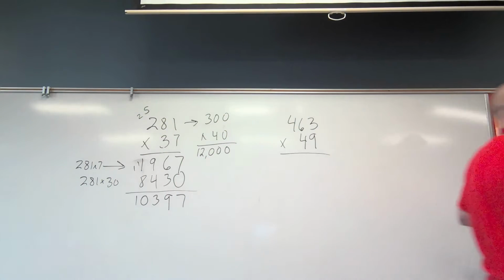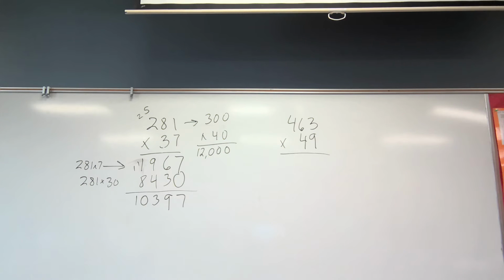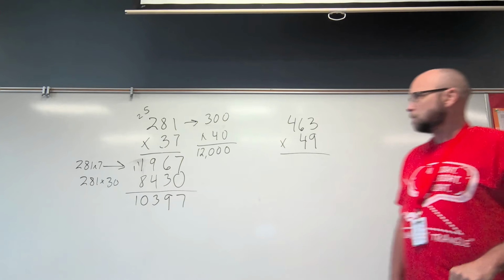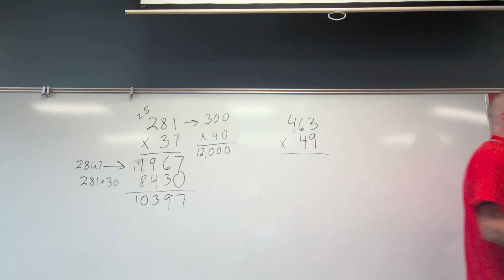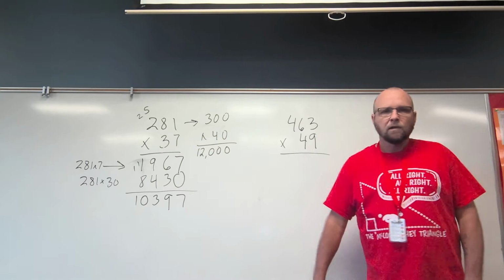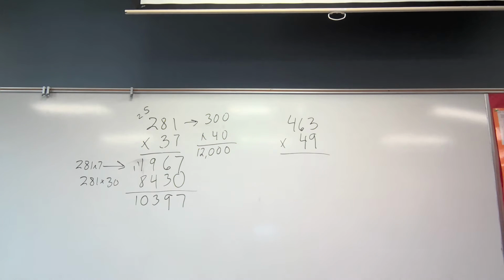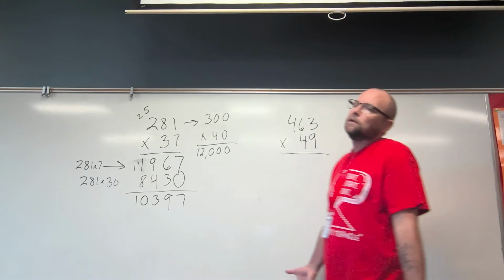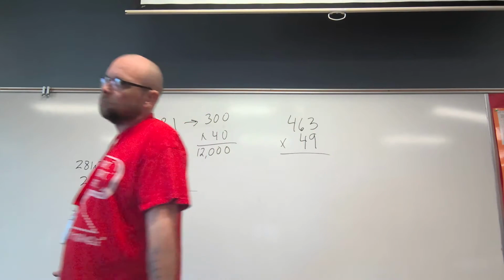We said it was going to be less than our estimate. The 10,397. Okay? But we also know it's going to be a bigger number. Now let's look at this next one. And remember, I'm going to say it again. Use whatever method you like to multiply.